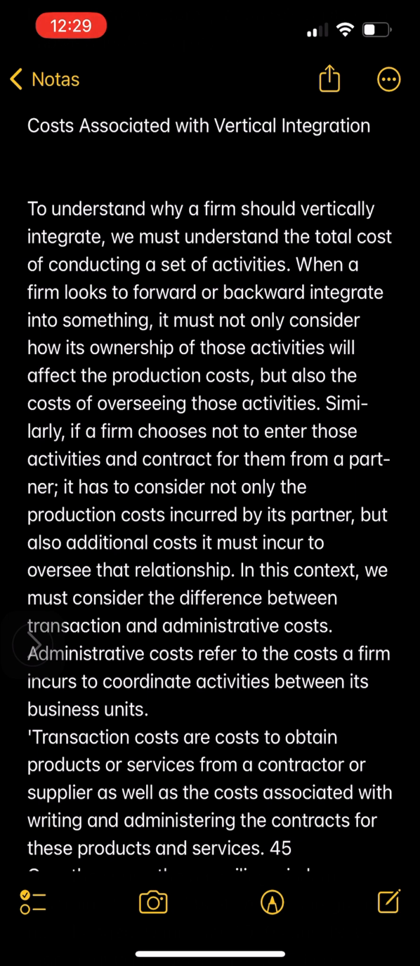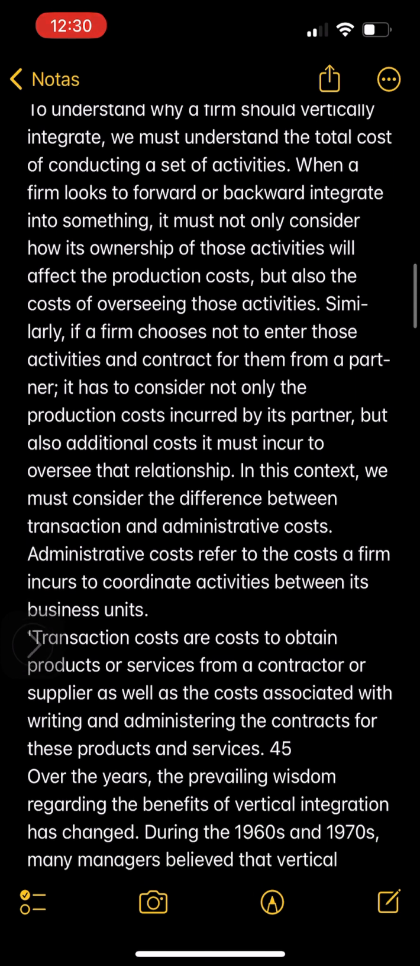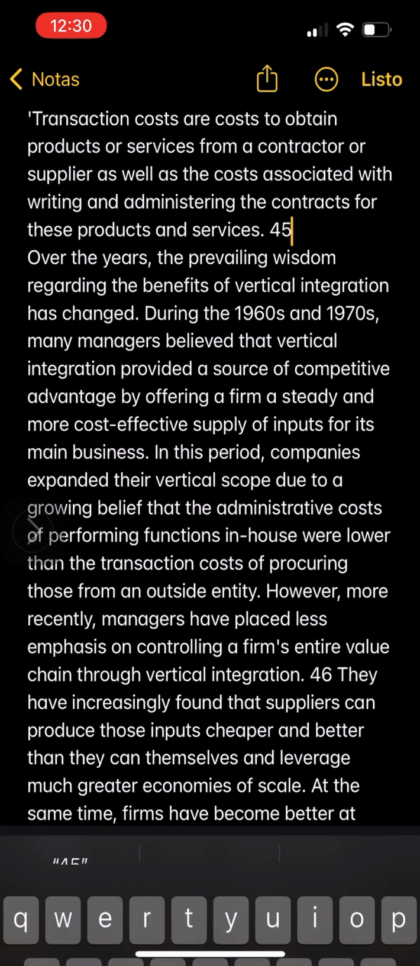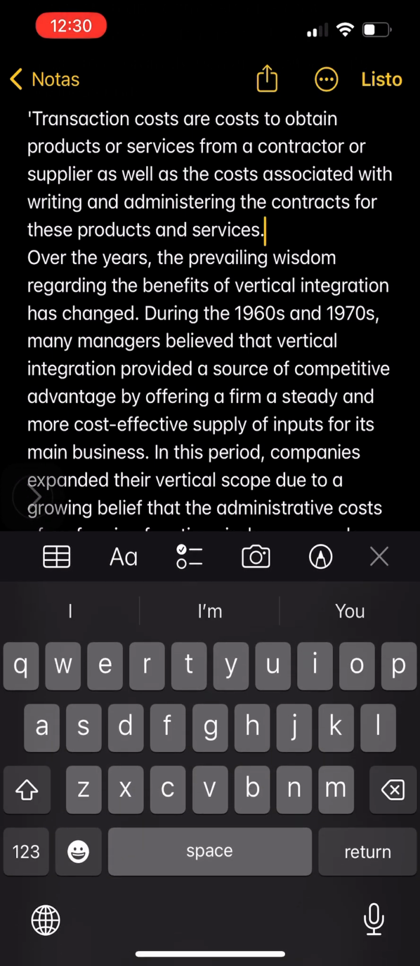Administrative costs refer to the costs a firm incurs to coordinate activities between its business units. Transaction costs are costs to obtain products or services from a contractor or supplier, as well as the costs associated with writing and administering the contracts for these products and services. Over the years, the prevailing wisdom regarding the benefits of vertical integration has changed. During the 1960s and 1970s, many managers believed that vertical integration provided a source of competitive advantage by offering a firm a steady and more cost-effective supply of inputs for its main business.